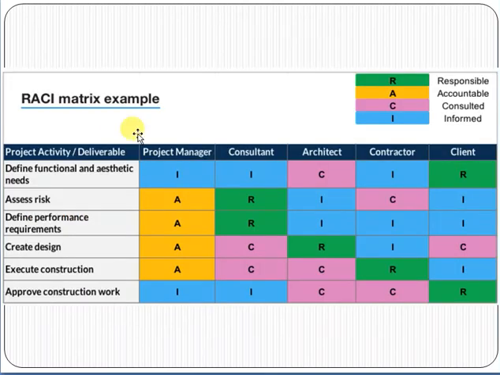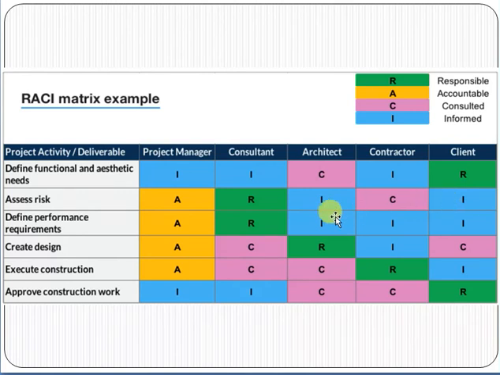Another example I just want to share with you is another example of RACI. It is a more comprehensive example. Define functional and non-functional needs: project manager should be informed, consultant should be informed, architect is consulted, contractor is informed and client is responsible. Assess risk: project manager will be accountable for risk. Consultant is also responsible. Architect informed, contractor consulted, and client is informed.